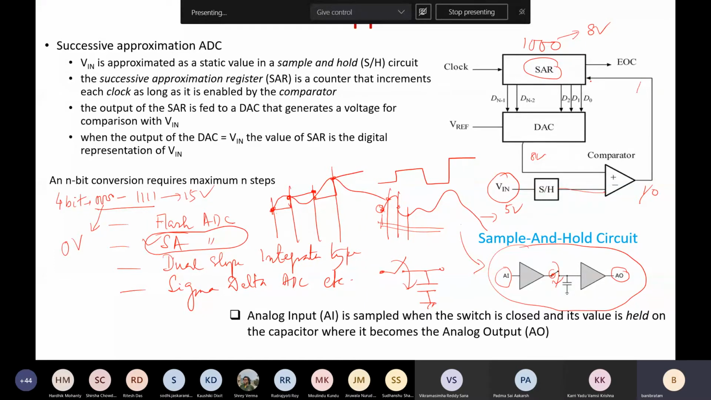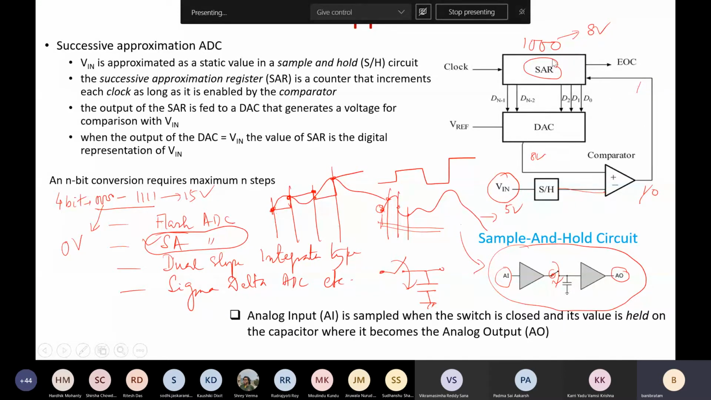When logic 1 is there, it will understand that the successive approximation register value stored is higher than the input voltage, is it not? Because here it is 8 volt, here it is 5 volt, so 8 volt is higher than 5 volt. That can be understood from the comparator output. If the comparator output is high, then it will understand that the 1000 value already stored here is higher than my input voltage.